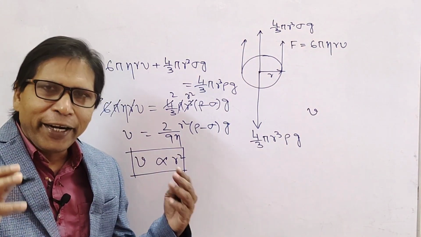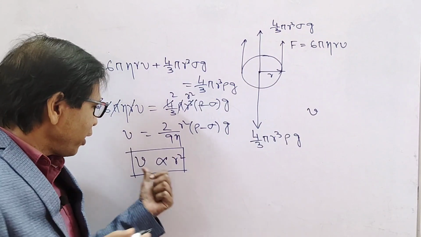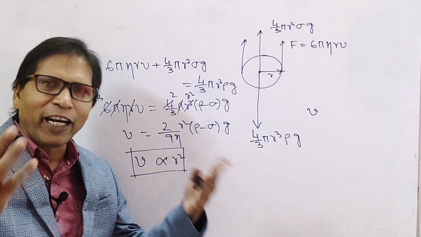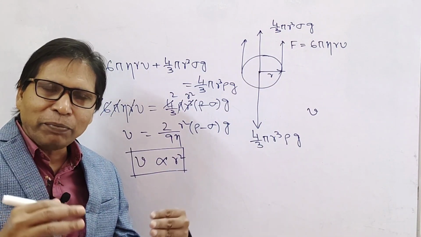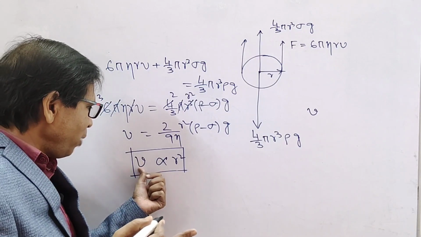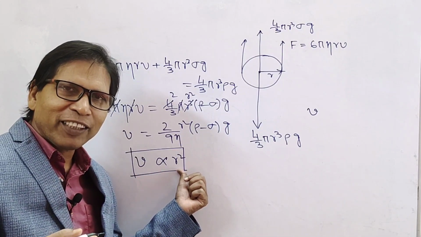So if the radius becomes double, terminal velocity becomes 4 times. If the radius becomes 3 times, terminal velocity becomes 9 times.